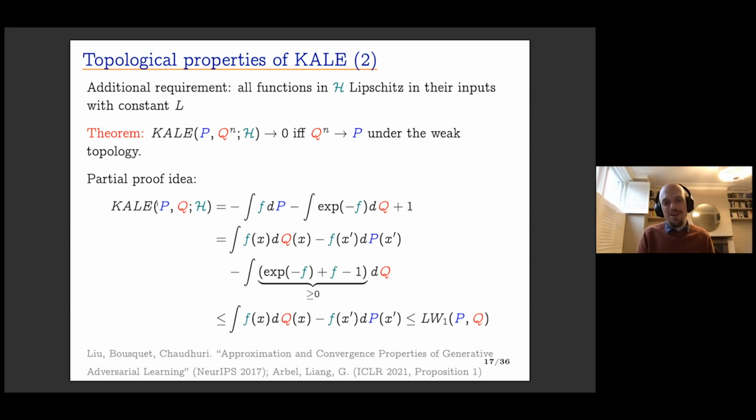So basically, because of this similarity of KALE to an integral probability metric, I have the nice property that KALE is going to 0 if and only if Q converges weakly to P. And this is a nice property that KALE has, that the variational lower bound has, but which my original phi divergence didn't have.